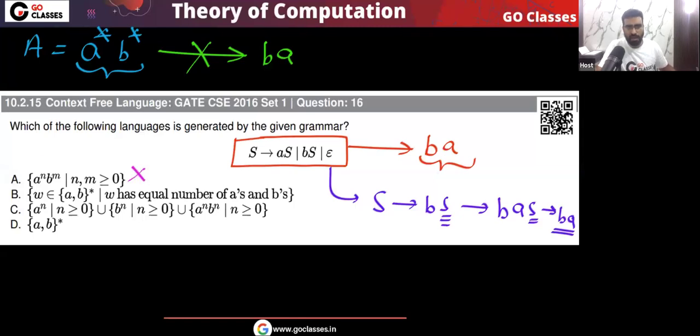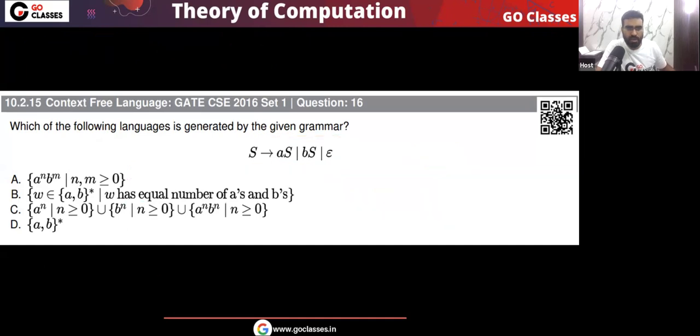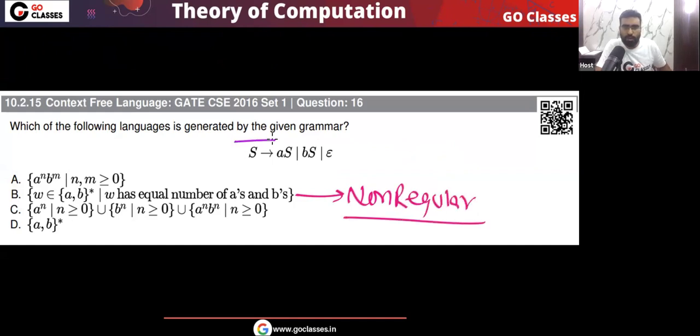Option A is eliminated. What about option B? Tell me, anyone? Option B is saying equal number of a comma b. This is actually a non-regular language. If you look at this language, it is non-regular. Agree? But the given grammar is actually regular grammar. If you look at this grammar, this is actually a right linear grammar. Yes or no?